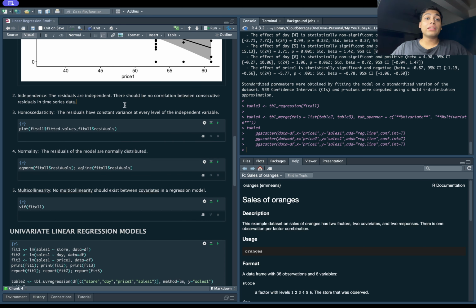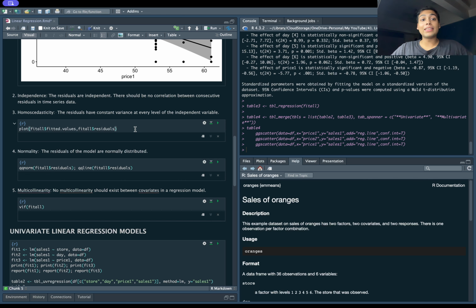Now the residuals are independent, and there should be no correlation between consecutive residuals in time series data. So that means you should not have dependent data. So what do I mean by that? Data for one single, say, sales or one single person should not be repeated. There should be no dependency. Every observation should be independent of the other. That's it. That's what's meant by independence.